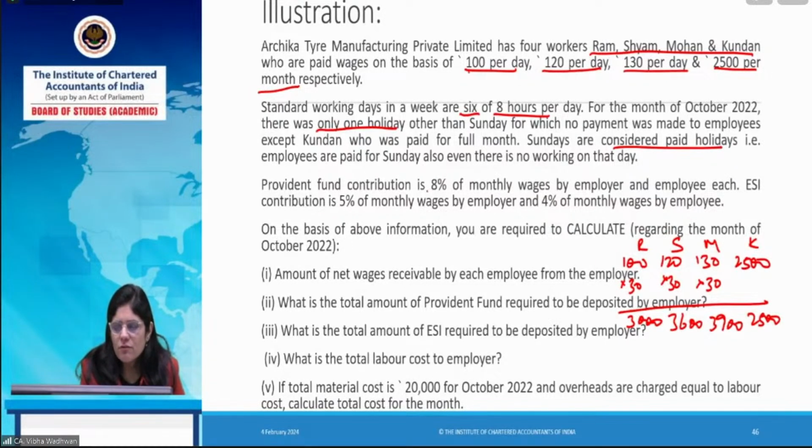Provident fund contribution is 8% of monthly wages by employer and employee each. So both are contributing the same 8%, and ESI is 5% by employer and 4% by employee. So they have 2 contributions, PF and ESI. Good.